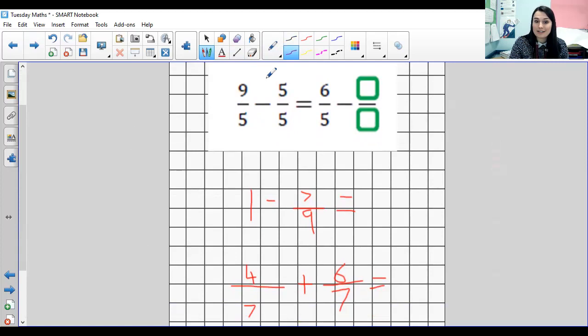Okay, the answers are this side would be equal to 4/5, so this side would need to subtract the 2/5. 1 whole is 9/9, and if I take away 7/9, I'd be left with 2/9. And 4 add 6 is 10, and I leave that over 7s.